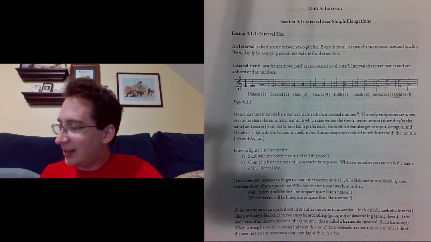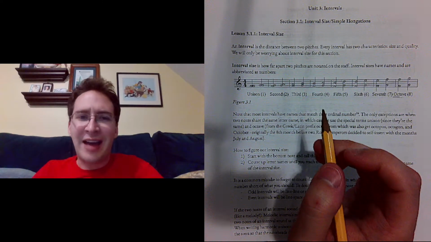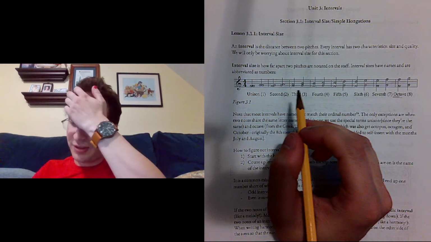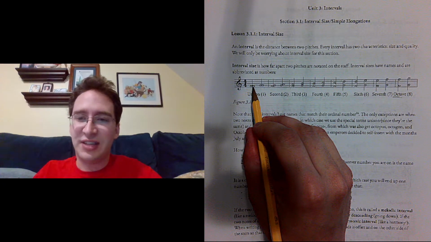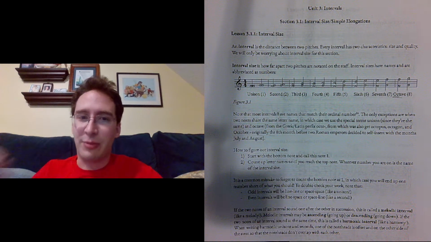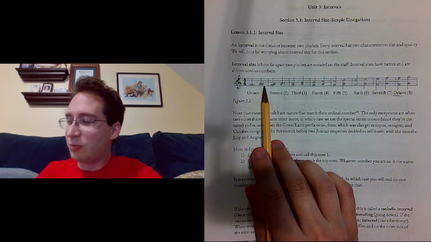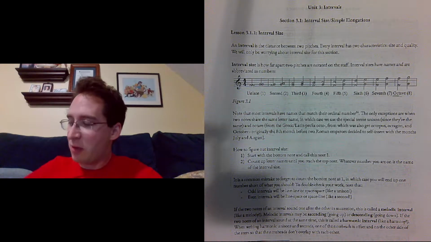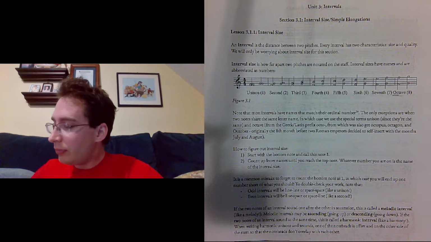Properly, interval size is a measure of distance. So the fact that we call this 1 instead of 0, it's like a distance from a point to itself in geometry is always going to be 0. So that's why we get this confusing off by 1 thing. Anyway, what was I going to say?